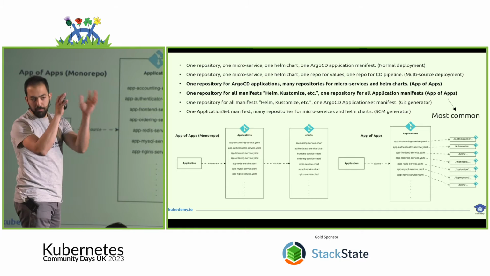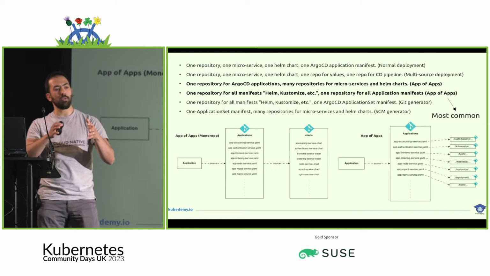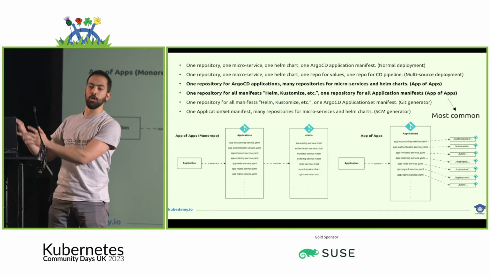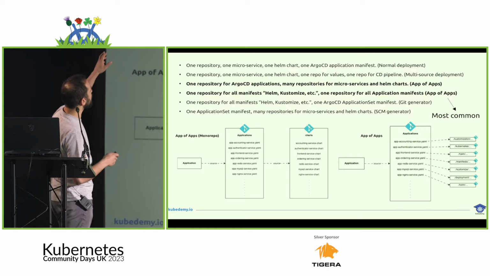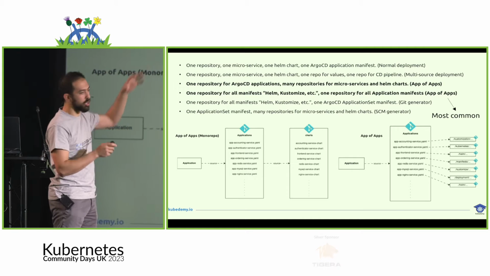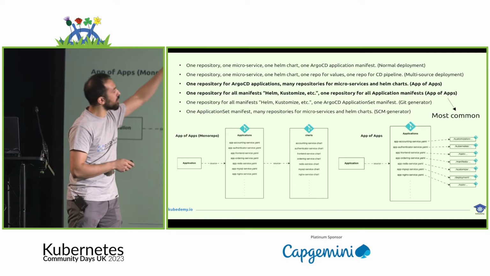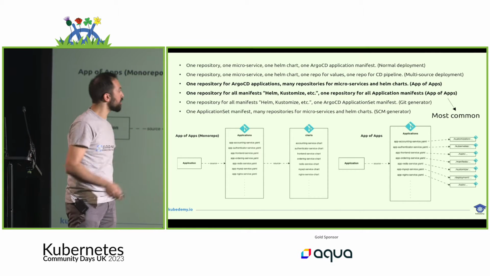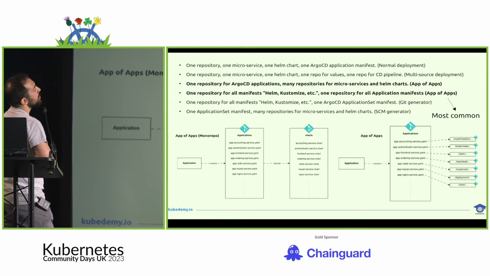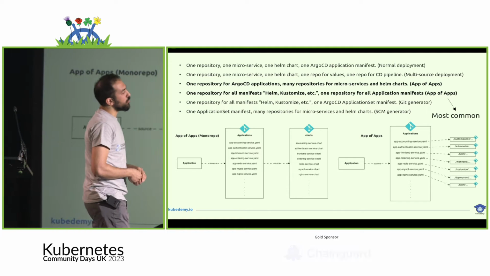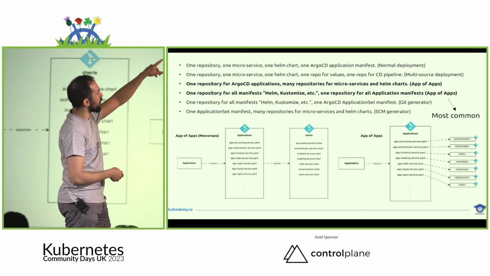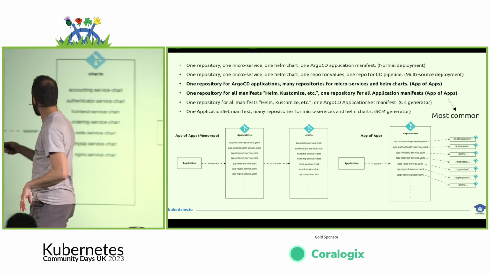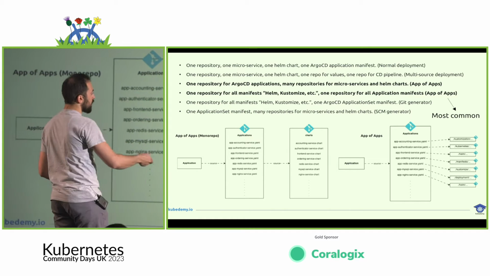In addition to the application repo, you have your main repos for the deployments. In that case, we have one repository for ArgoCD applications, many repositories for microservices, and Helm charts in their microservices repo, and we introduce the pattern of app of apps. And app of apps is something like here.